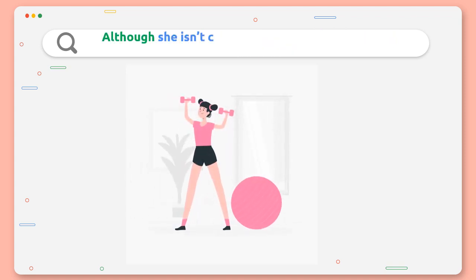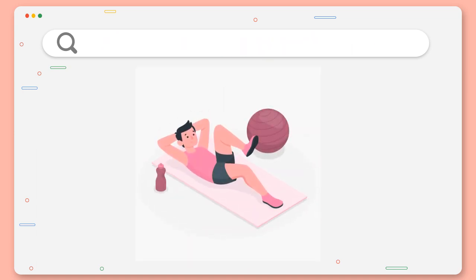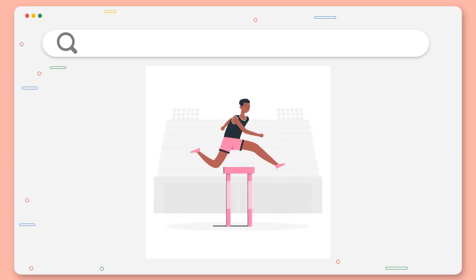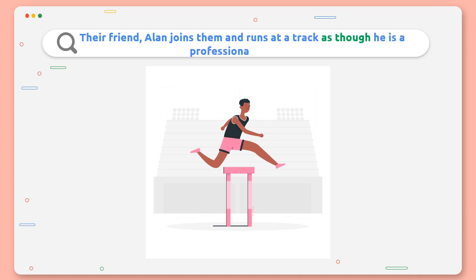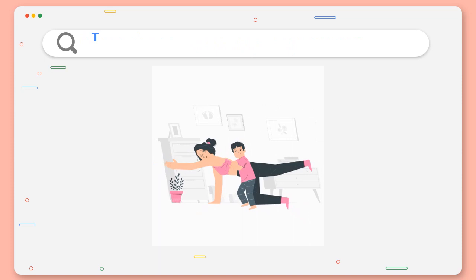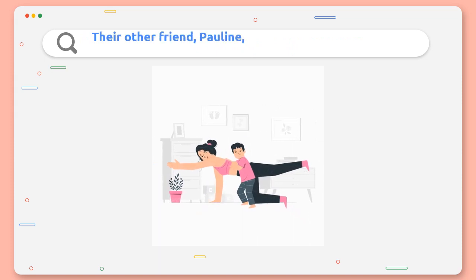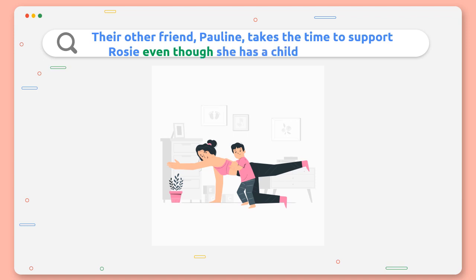Although she isn't confident at first, Rosie begins exercising. On the other hand, Alex practices Pilates wherever he can. Their friend Alan joins them and runs at a track as though he is a professional athlete. Their other friend Pauline takes the time to support Rosie even though she has a child to look after. What a supportive friend!